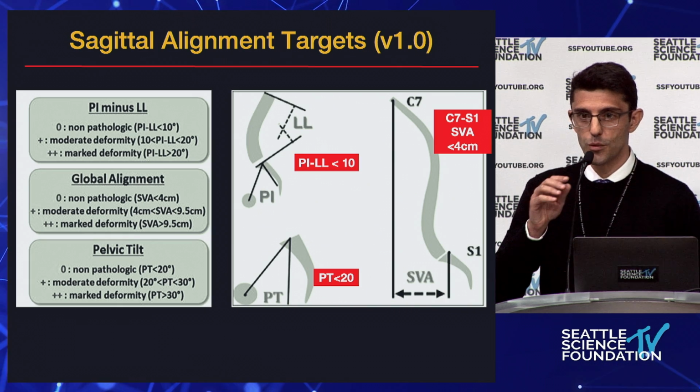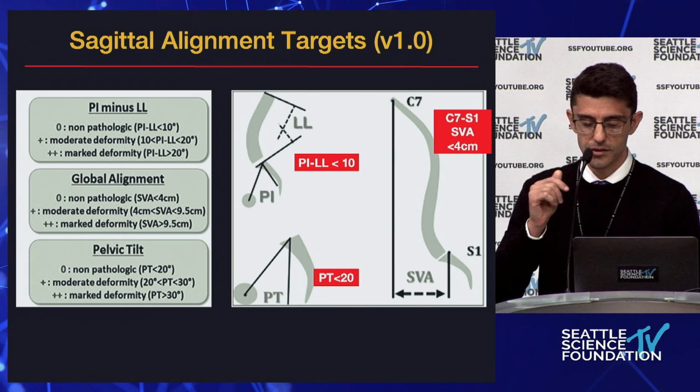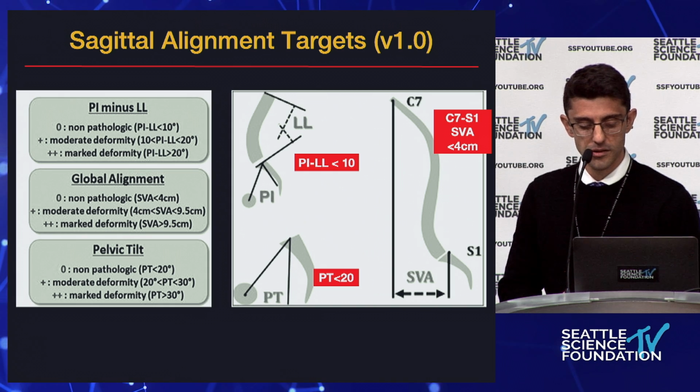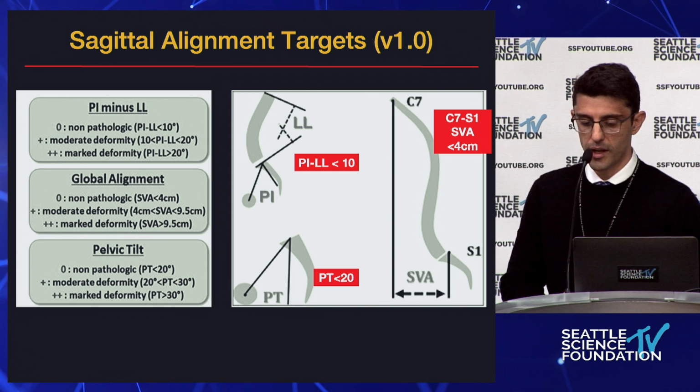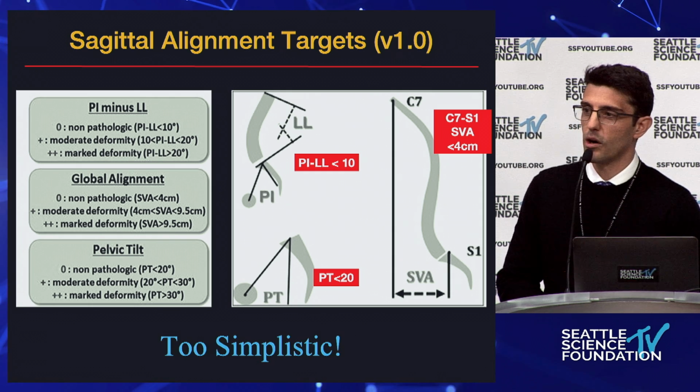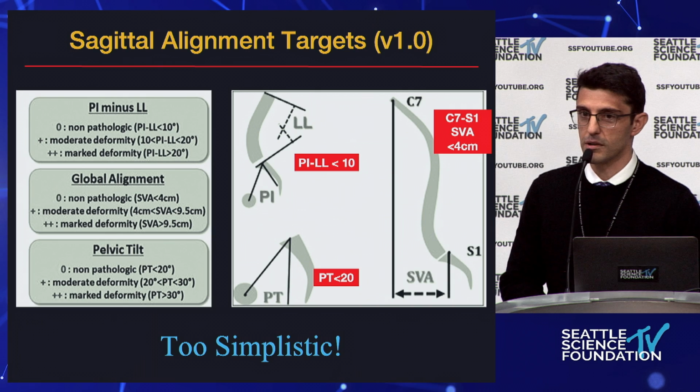So I'll propose version 1.0 of sagittal alignment targets. These are the Schwab modifiers: PI-LL mismatch less than 10, pelvic tilt less than 20, and then a C7-S1 SVA less than 4. However, I think we all appreciate this is somewhat too simplistic.